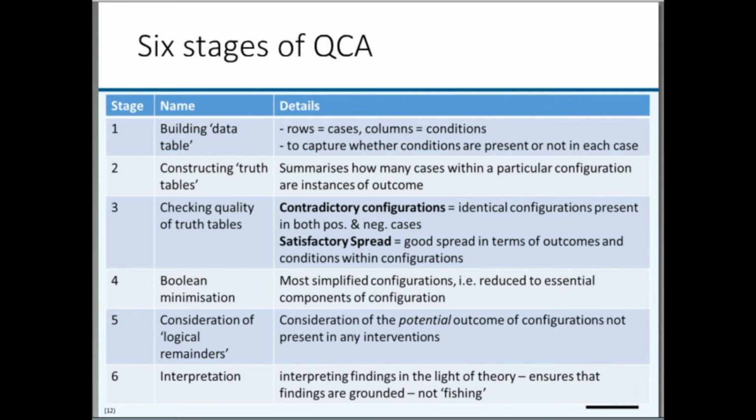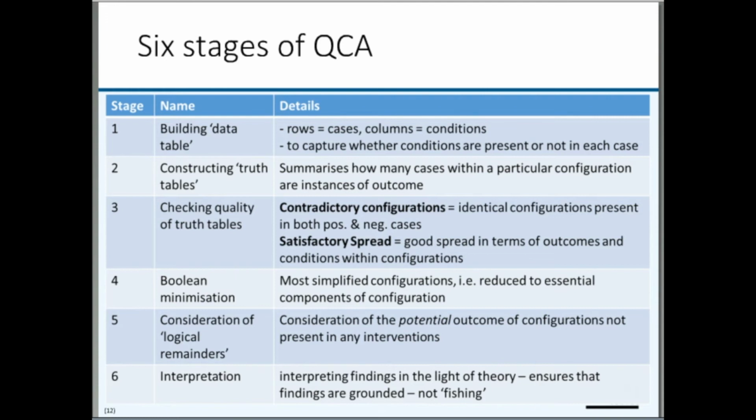Once you've prepared and constructed your truth table, you can begin to check the quality or integrity of that truth table. First of all, you look to see for each configuration of conditions whether you have contradiction, whether you have both positive and negative cases that represent that configuration. If you do, that indicates that your configuration is not distinguishing between your positive and negative cases, and you need to do some more work. Satisfactory spread refers to simply whether or not you've got enough examples of the different possible configurations of conditions.